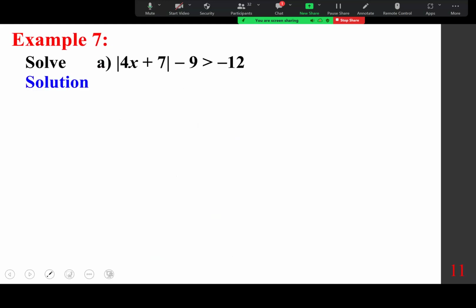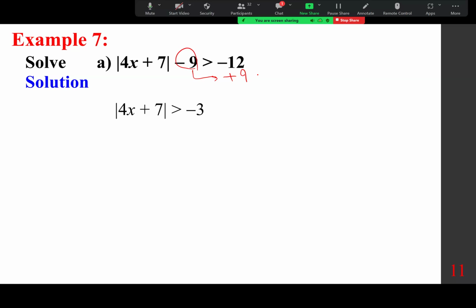All right, we want to solve this inequality. The absolute value of 4x plus 7 minus 9 is larger than negative 12. Remember, the very first step is to isolate, which means the very first step before touching the absolute value. Don't do anything to the absolute value. Move this. Isolate the absolute value first.